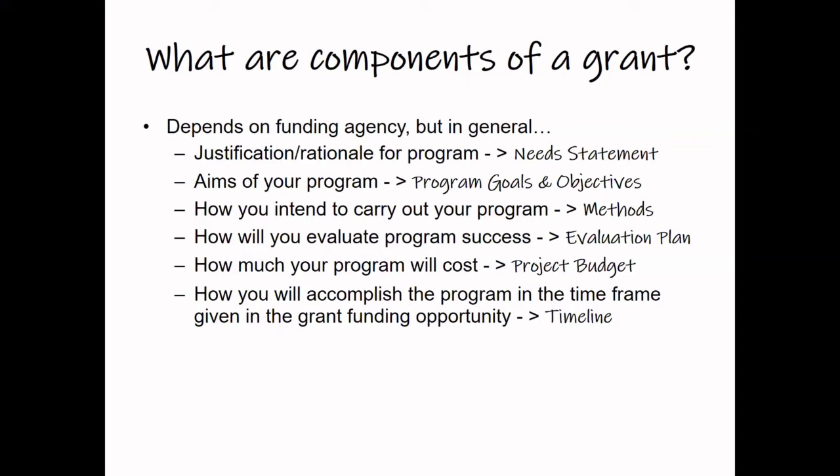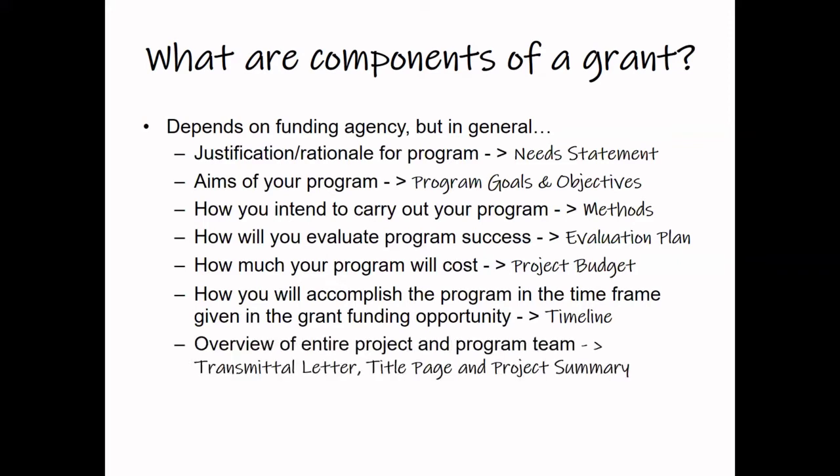So most grants will tell you that they are funding a project for maybe a year or 2 years. Some could be 3, 5 years. They really outline what time frame they want you to accomplish your program in. So you're really basing your time frame off of whatever is written in the funding opportunity, and that would be your timeline. And then finally, you provide an overview of the entire project and program team. This is a transmittal letter, title page, and project summary.